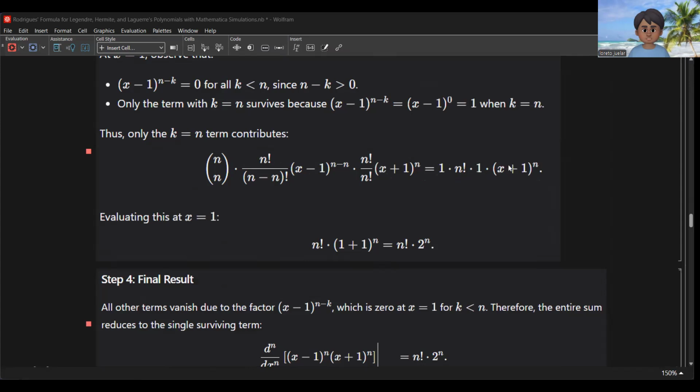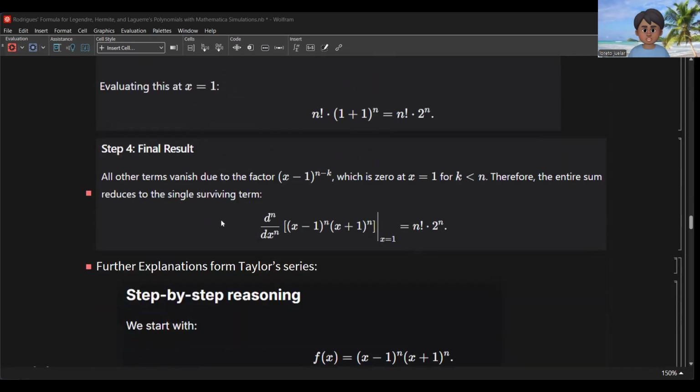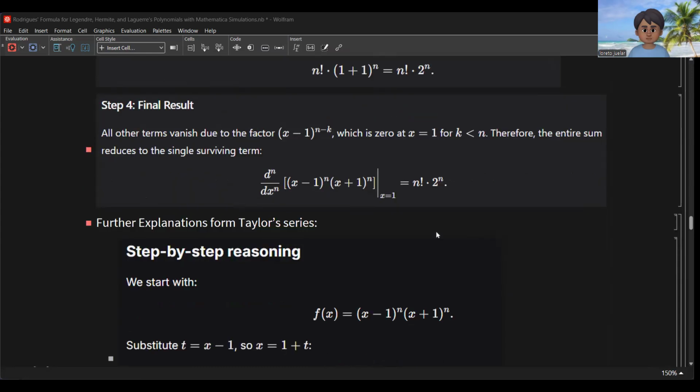So x is equal to 1, so 1 plus 1 equals 2. So this becomes n factorial times 2 to the n. So we have the final result here. All other terms vanish due to the factor x minus 1 raised to the n minus k, which is 0 at x equal to 1 for k less than n. Therefore, the entire sum reduces to the single surviving term, which is equal to n factorial times 2 to the n.